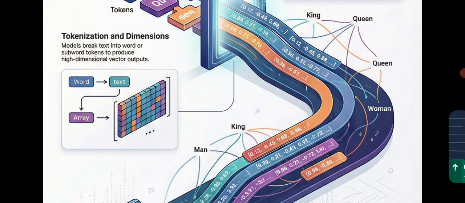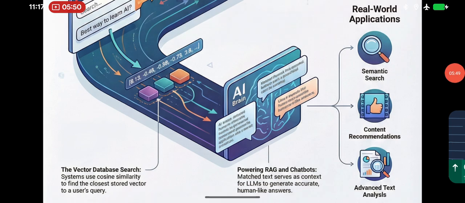So let's take the example: king, queen. A king is male, female would be queen, and a king has a crown. So all these words will be close to each other, even though they are of different gender, but based on semantic similarity they will be close to each other, right?